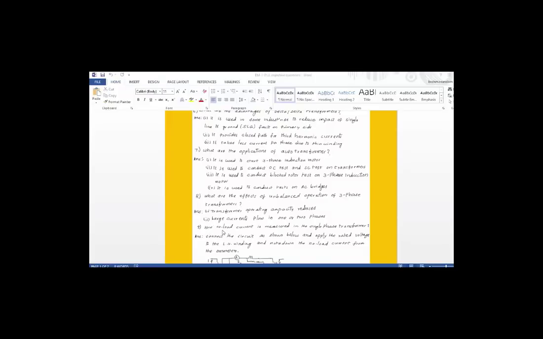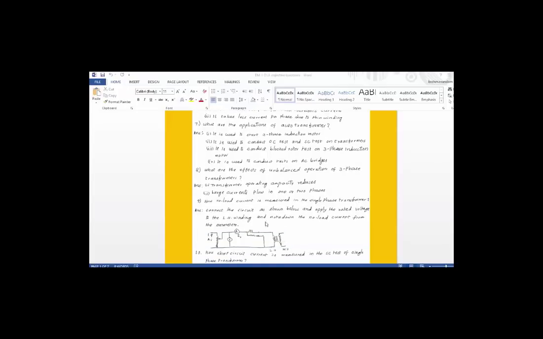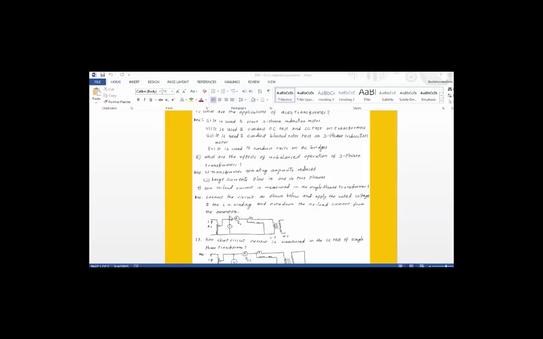Ninth question, how is no load current measured in the single phase transformer? First, connect the circuit like this with HV open and LV connected to the supply via ammeter, voltmeter and wattmeter. Then apply the rated voltage of LV winding. Then note down the ammeter reading that will show the no load current.